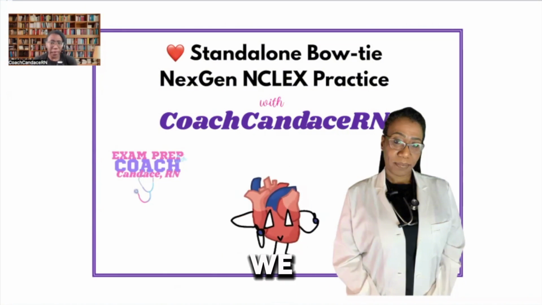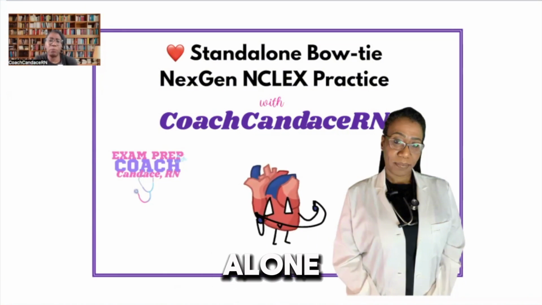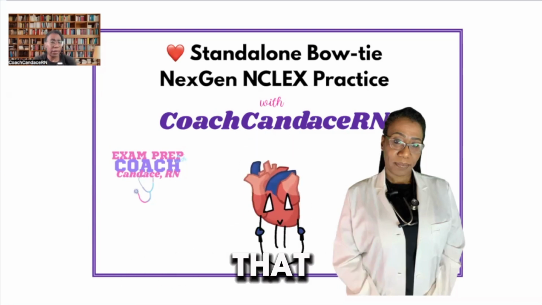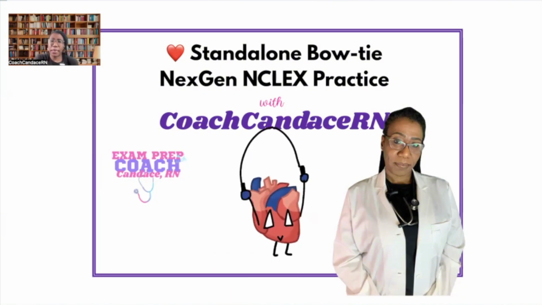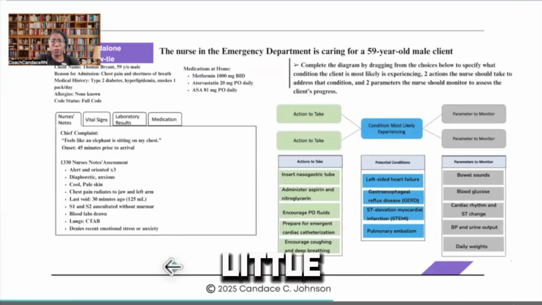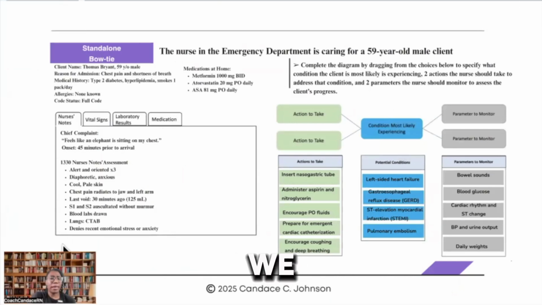All right, guys, here we go. We're going to take our first look at the standalone bow tie question. And this one accompanies the question that we recently did as part of a NCLEX Next Gen case scenario question. The little clue is our little jumping heart there so that you can get a sense of which system we're working with. So we have a standalone bow tie question.